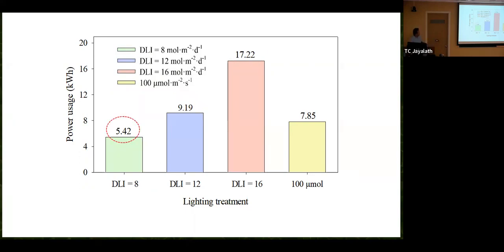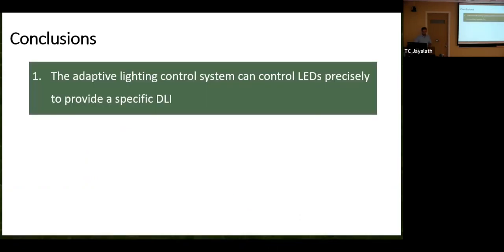And then when comparing DLI 8, our control treatment, versus the 100 micromole treatment, we did not see any differences between these 2 treatments in the previous growth data. But you can see how much energy is saved by having this system. That is why it's important to have a control system for providing supplemental light.